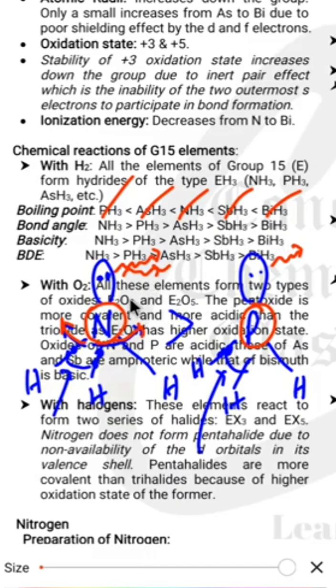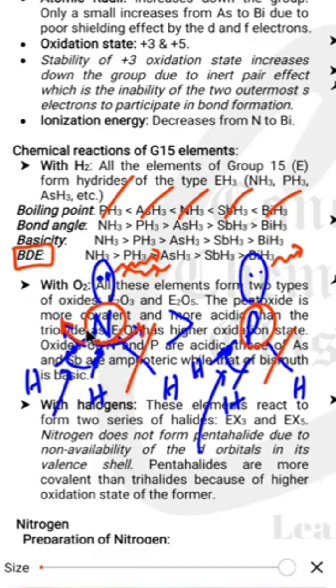Okay, now the last property is bond dissociation energy. BDE is bond dissociation energy. Bond dissociation energy is the energy required to break this bond, the NH bond and this PH bond. So this again decreases from ammonia to BiH3. The reason is the increase in atomic size from nitrogen to phosphorus, then arsenic, then antimony and bismuth.